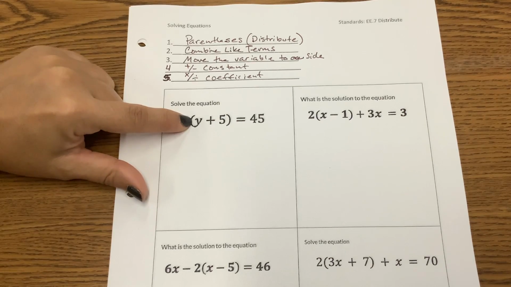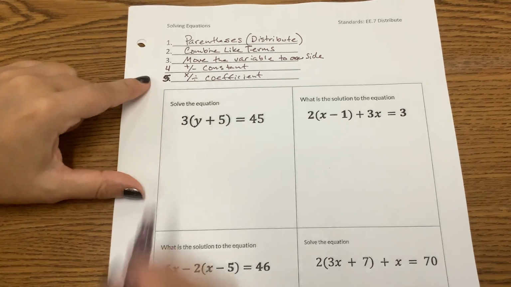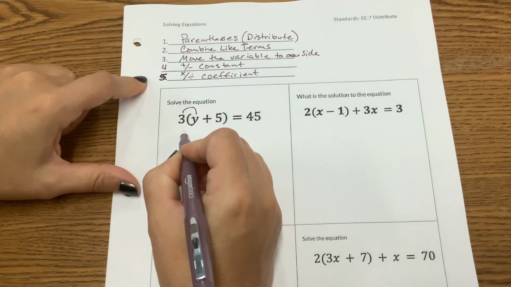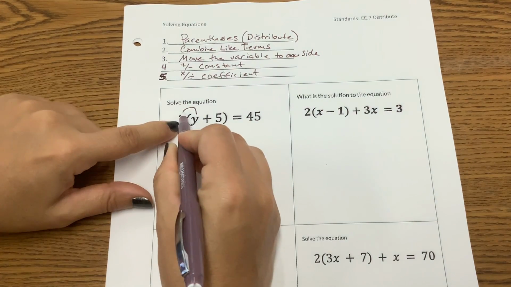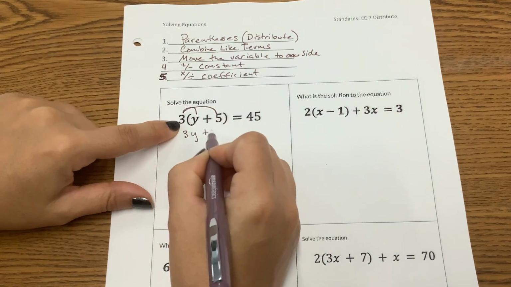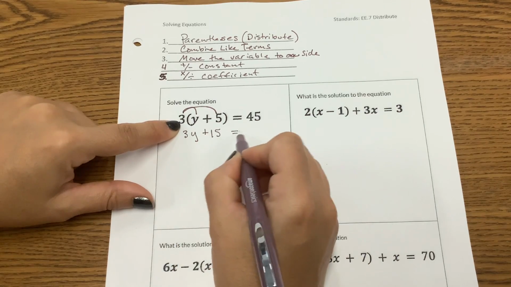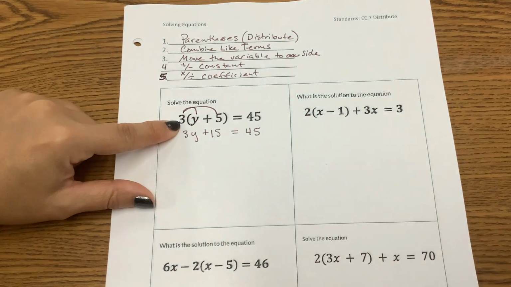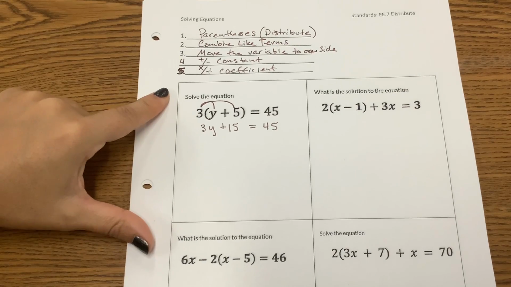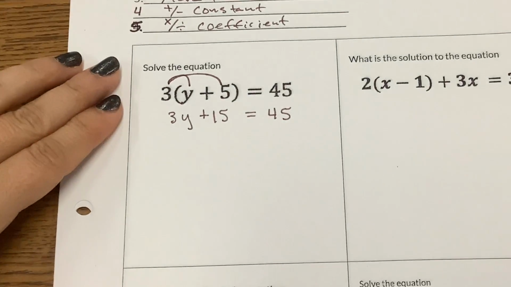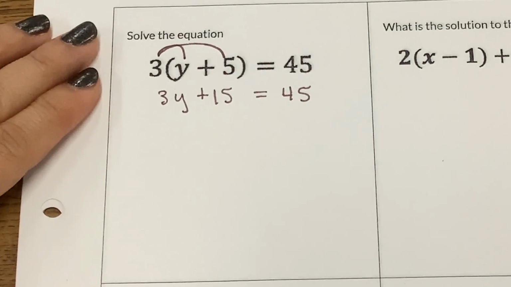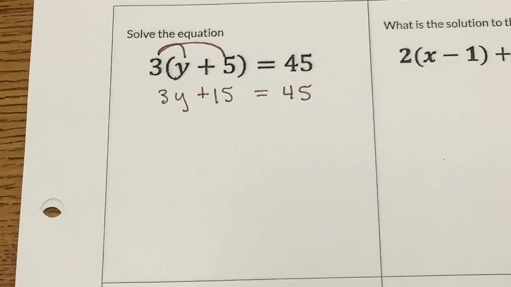Remember, when a variable is alone, it's understood to be a 1. So 3 times y is 3y. 3 times 5 is 15. And then just bring down the rest of the equation. Okay, from here, do we need to combine like terms? No. So then the next thing we ask ourselves, do we need to move a variable to one side?